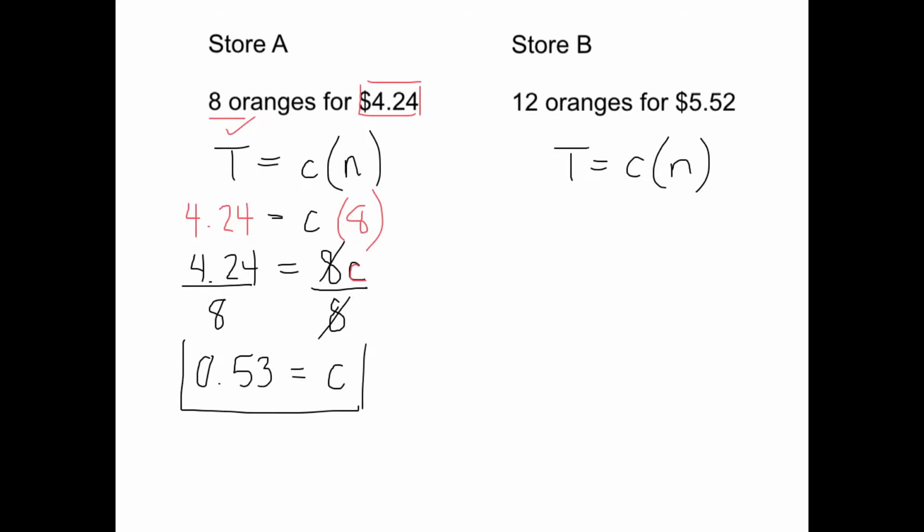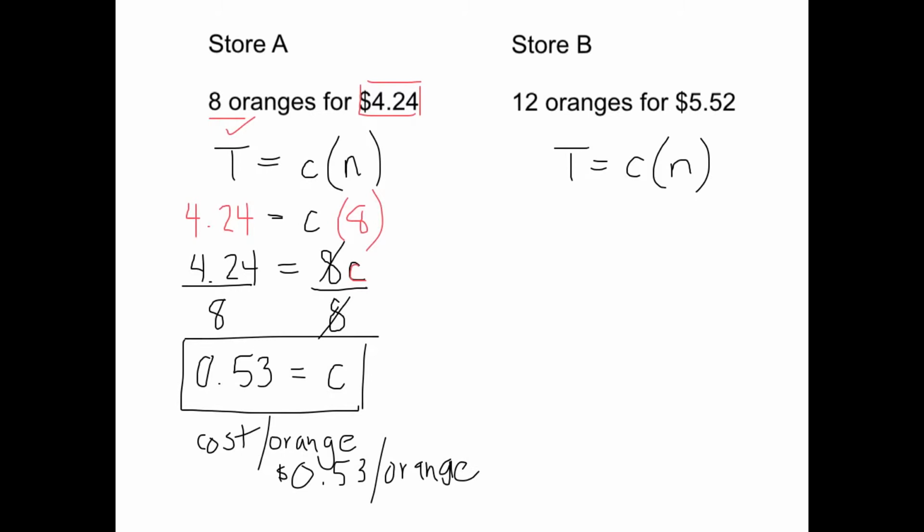And what did c represent in our question? C represented the cost per orange. We've now found that the cost per orange is 53 cents per orange from Store A. Let's do the same thing for Store B.